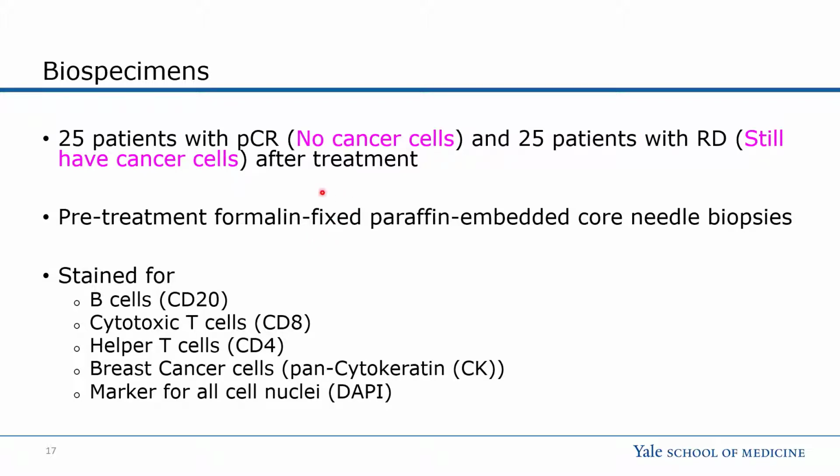And then we're going to take those samples and we're going to stain them for these various biomarkers. So for B cells, we'll use CD20. For cytotoxic T cells, CD8. For helper T cells, CD4. For breast cancer cells, pan-cytokeratin. And again, as a marker for all the nuclei, we use DAPI.